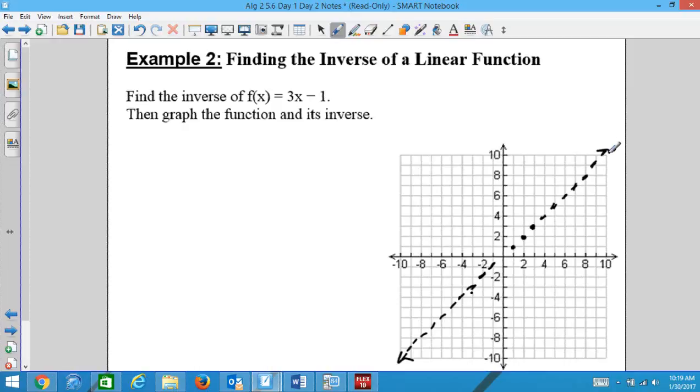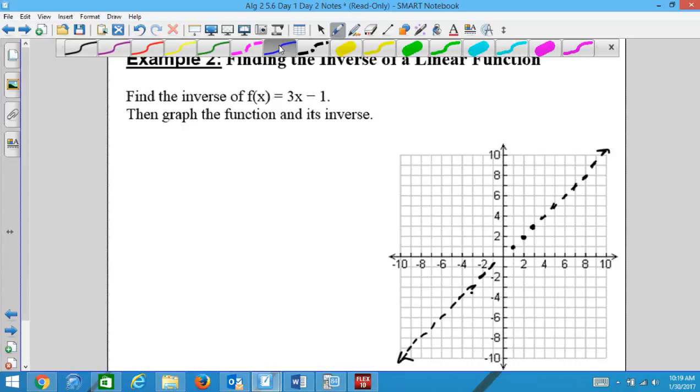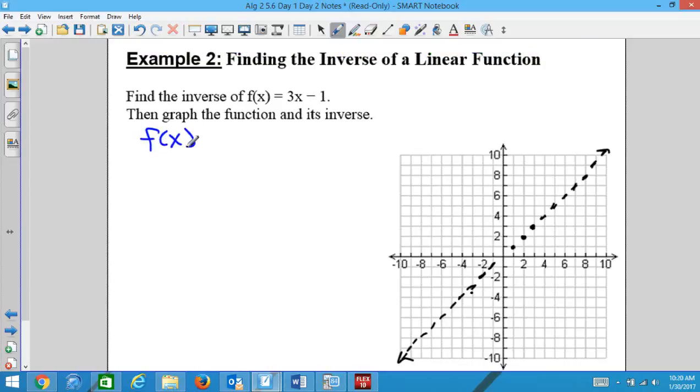You have a straight edge, if you'd like to use that. If you just dot it while you're plotting those points, that's fine too. Now we're going to graph the original function, and then we're going to find its inverse and graph the inverse too. So today we're only doing lines. These are all lines today, so all of them should be in the form of y equals mx plus b.